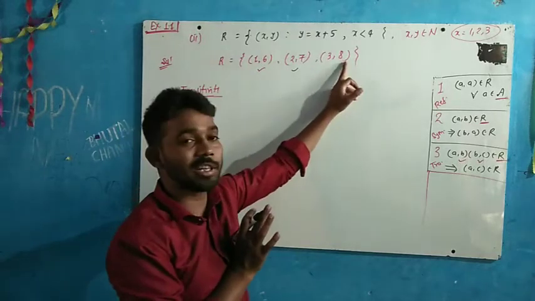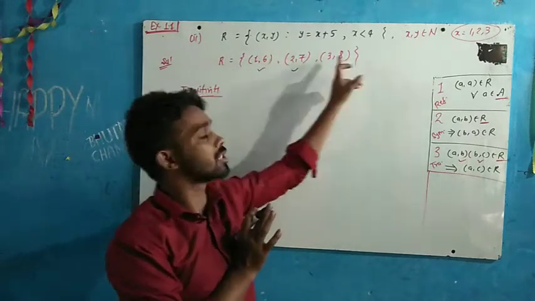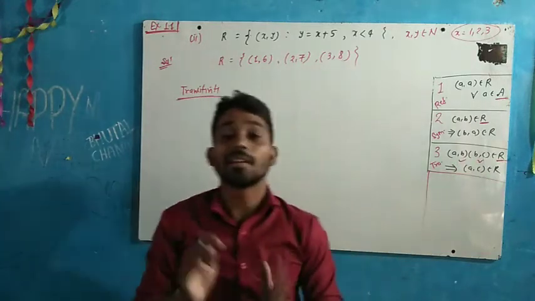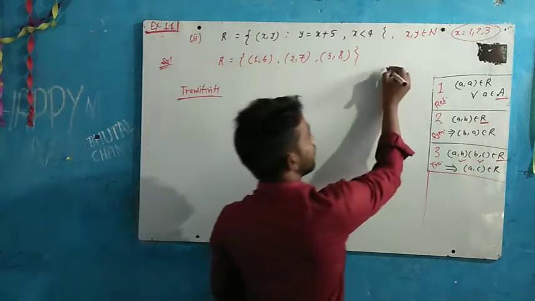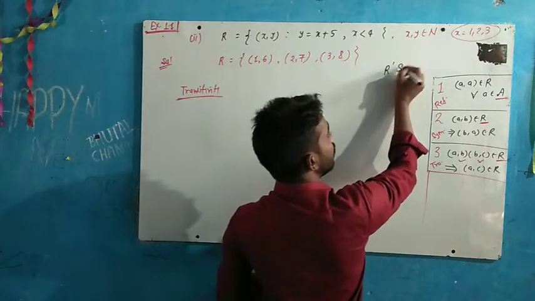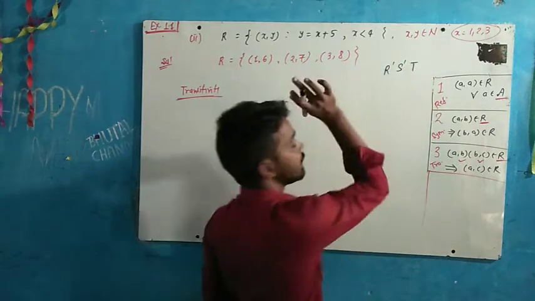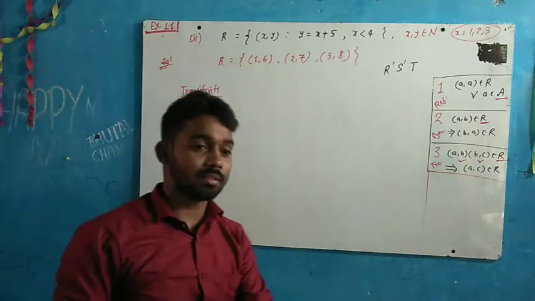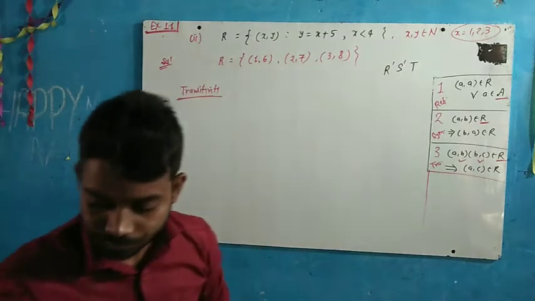And third also, 3 comma 8. From 8, no ordered pair starts. Hence, no need to check for A comma C. It is already transitive. So beta, third case: first case is non-reflexive, non-symmetric, but transitive. I hope it is clear. Okay.